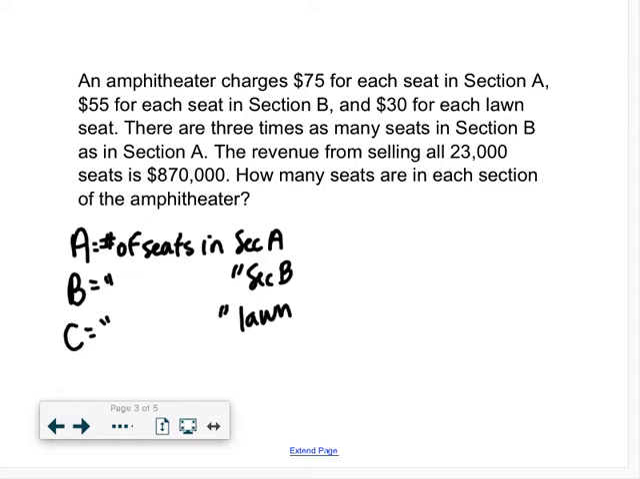So, can I see your equation? So, how many equations do you guys have? I'm gonna do A plus B plus C. So I think you have 2 equations that are really like the same equation. And which one is the right equation? So A plus B plus C equals 23,000. I would keep that one.